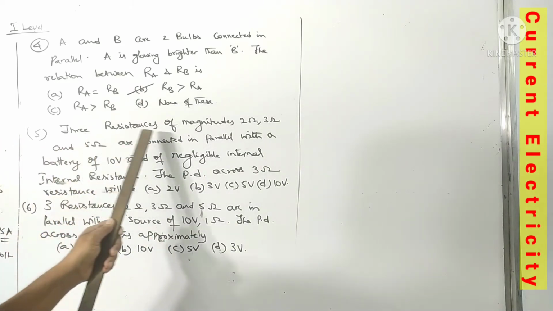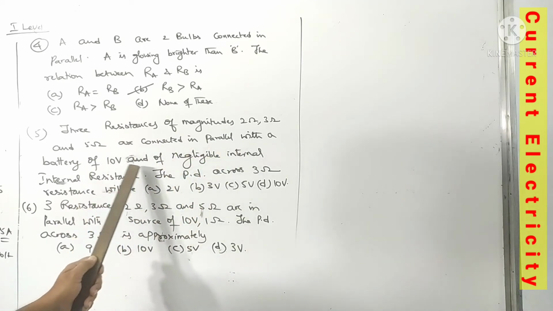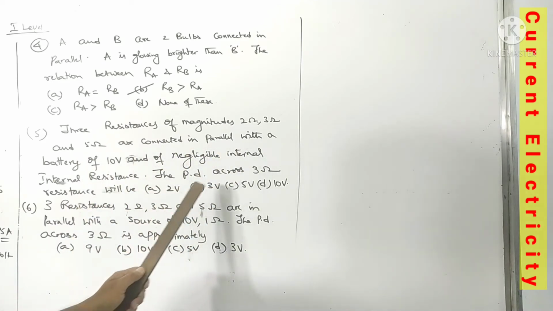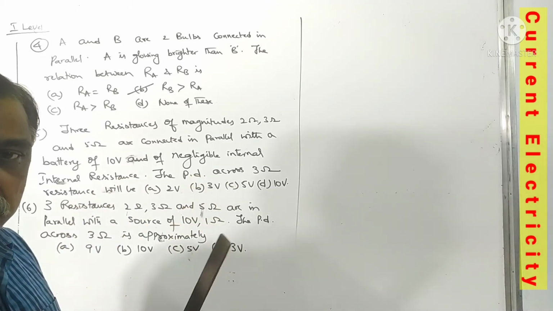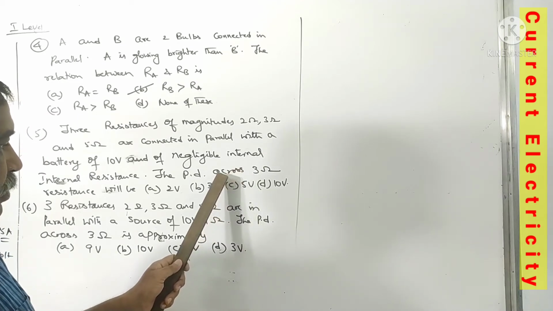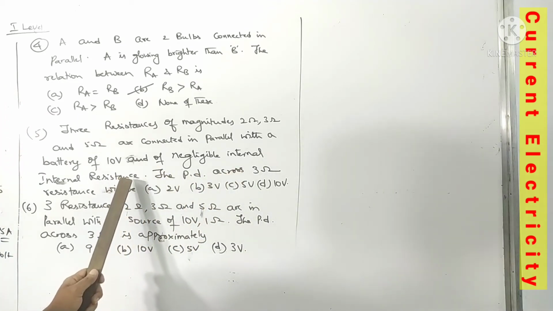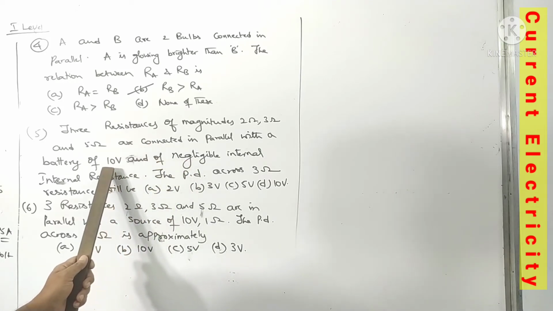Next one, 3 resistances of magnitudes 2, 3, 5 ohm are connected in parallel with a battery of 9 volt and of negligible internal resistance. What is the potential difference across the 3 ohm resistor? When the battery has no internal resistance, whatever potential difference you observe is equal to the EMF itself. So the potential difference across all these resistors is equal to the EMF of the cell.